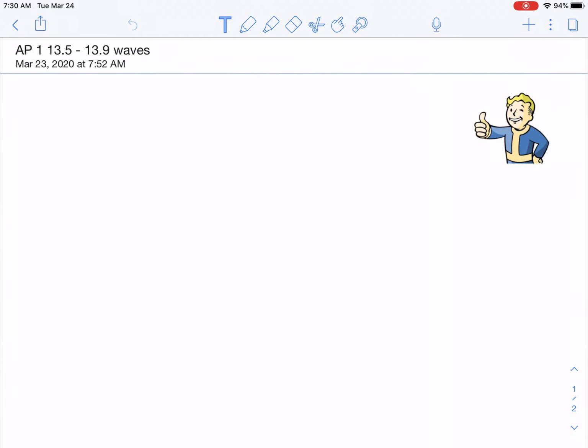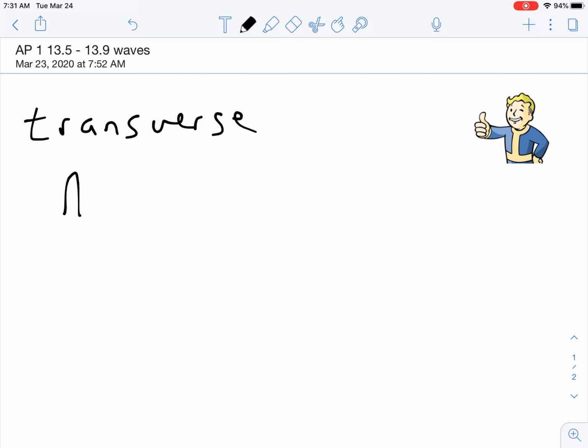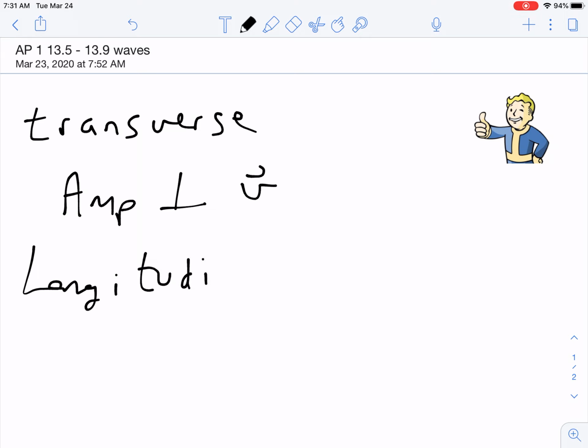So, we want to look at something called transverse. A transverse wave is a wave in which the amplitude is perpendicular to the velocity. The other type of wave we have is a longitudinal wave. A longitudinal wave is one in which the amplitude is parallel or antiparallel to the velocity.